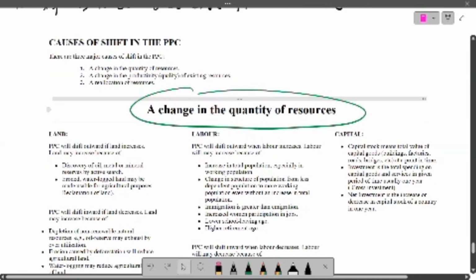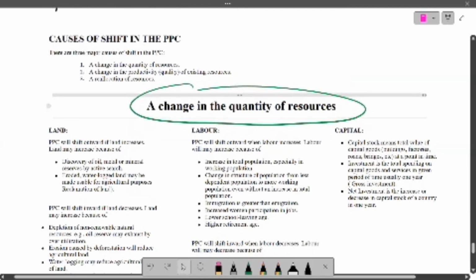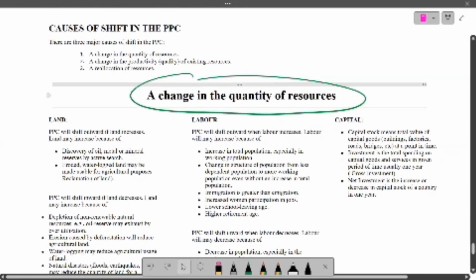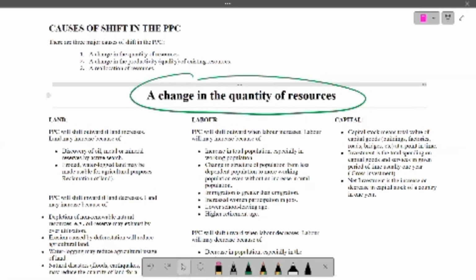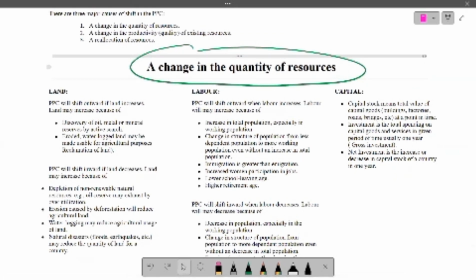Look at land first. The PPC will shift outward if land increases, and land may increase because of the discovery of oil, metal, or mineral reserves by active search. The PPC will shift inward if land decreases, for example through depletion of non-renewable natural resources. For example, an oil reserve may be exhausted by overutilization. Erosion caused by deforestation will reduce agricultural land, and all these points are mentioned on the screen.